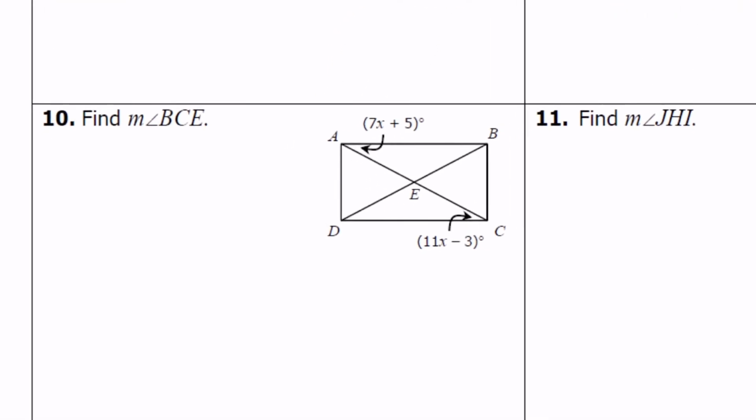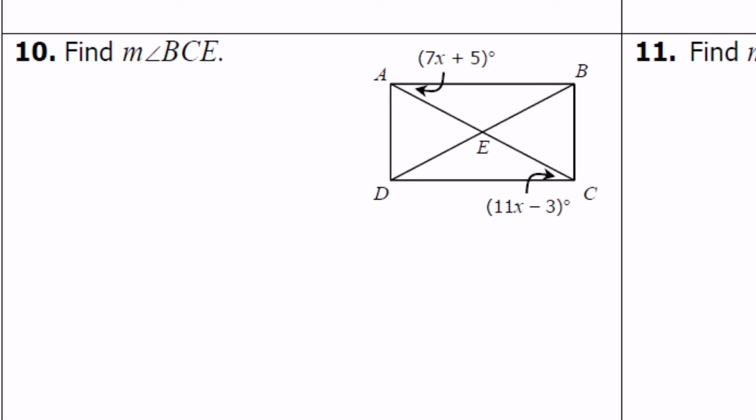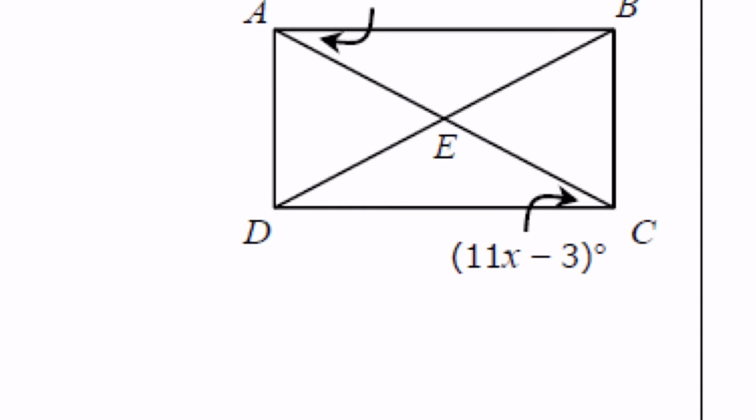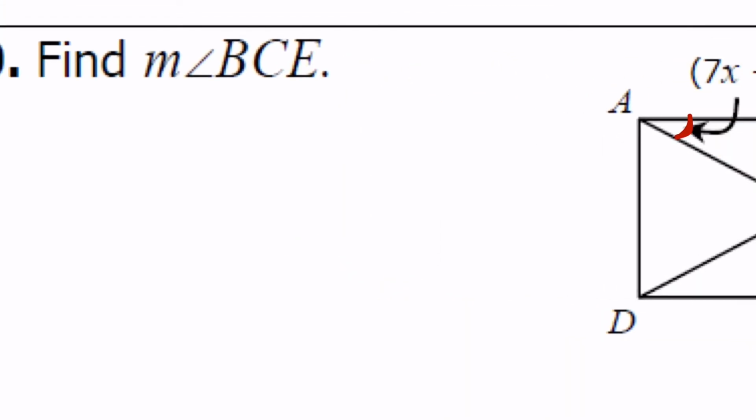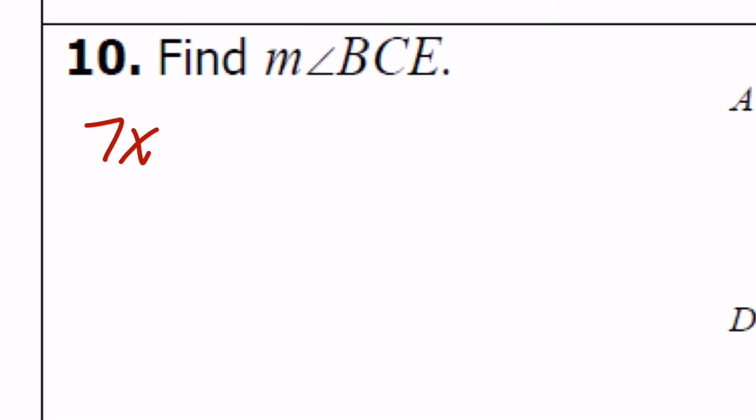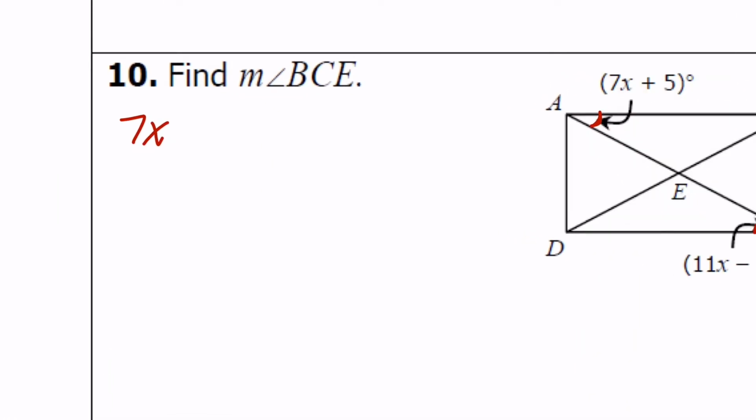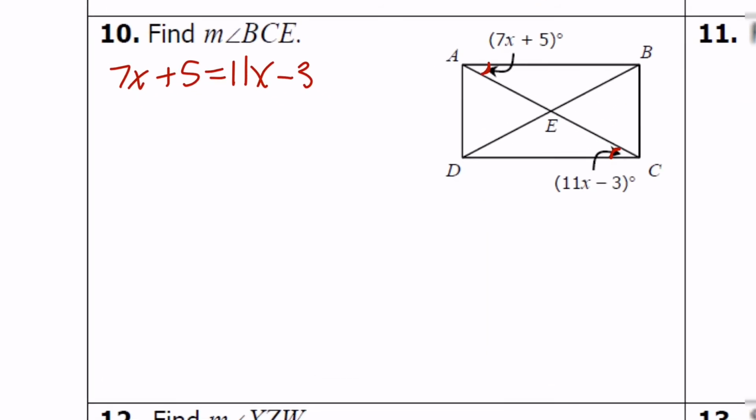Real quickly, I just want to look at number 10. Same thing, except with angles now. Notice how these two are alternate interior angles. Therefore, they are congruent. So 7x plus 5 equals 11x minus 3. Then solve for x.